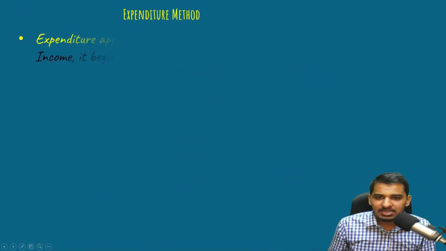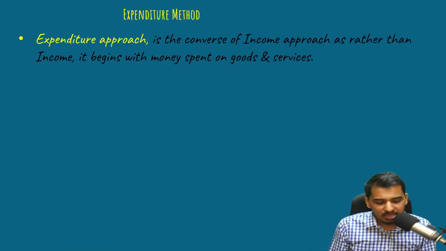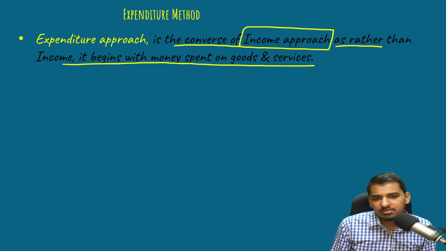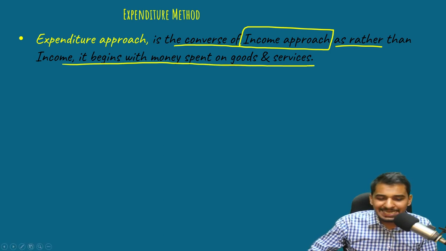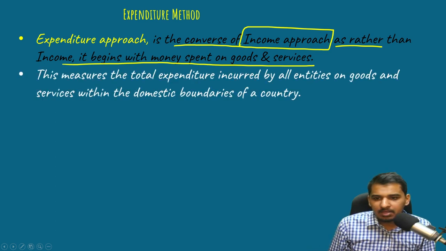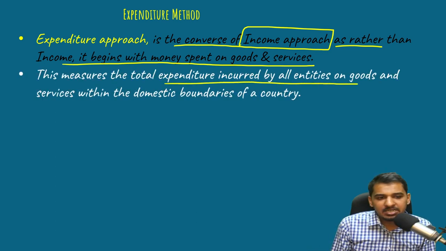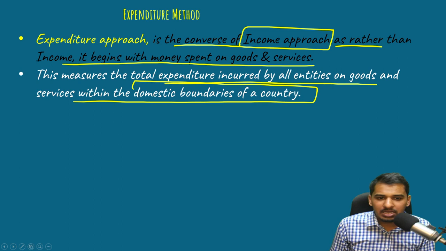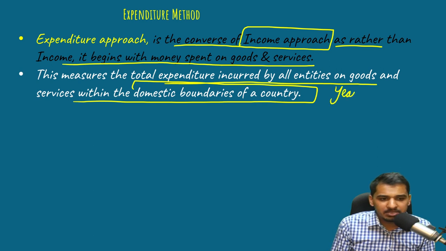Okay, so now let us look at the expenditure method. The expenditure approach is the converse of the income approach, as rather than income, it begins with the money spent on goods and services. So now you are calculating the money that you are spending on goods and services, how much you are spending. This measures the total expenditure incurred by all entities on goods and services within the domestic boundaries of a country, or within the economic territory, one may say. Again this is calculated on a yearly basis.